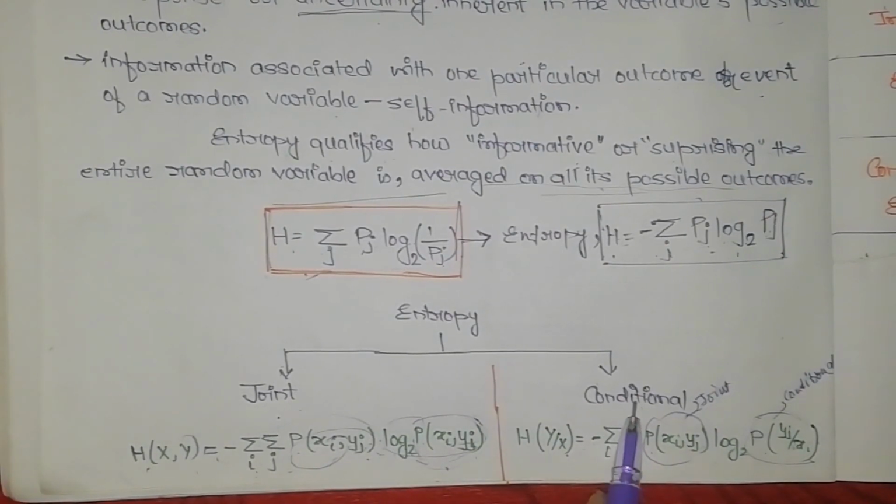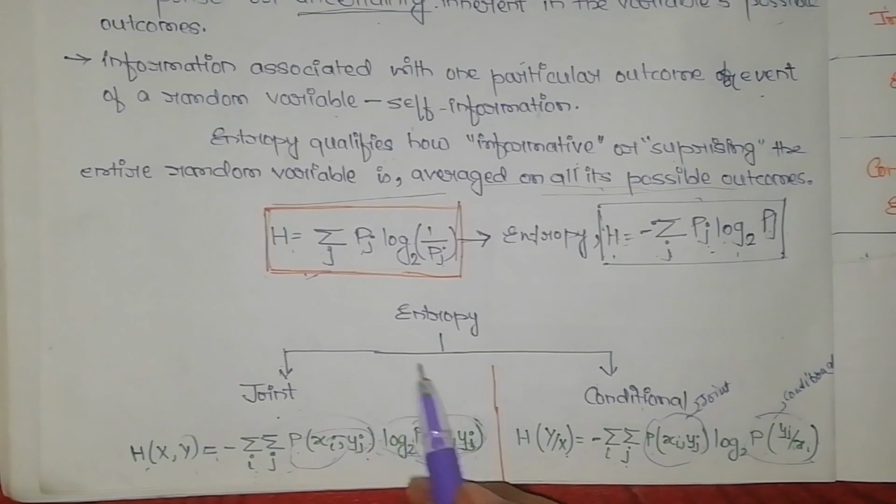Similarly, the conditional entropy has the probability part as the conditional probability in the logarithmic value. So H of y by x is equal to minus summation over i, summation over j, p of xi comma yj log of p of yj by xi base 2. So we can simply observe that the probability in the logarithmic part defines the entropy.